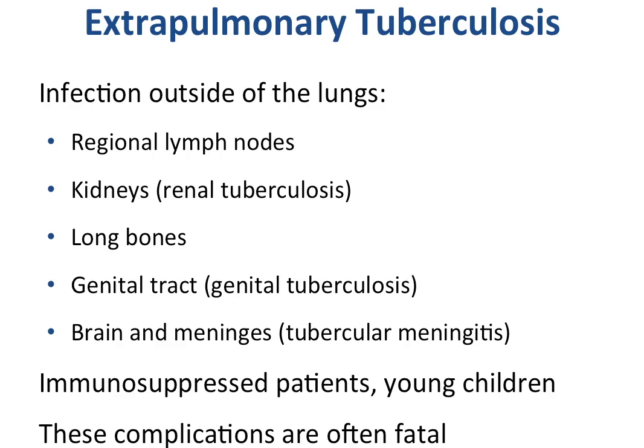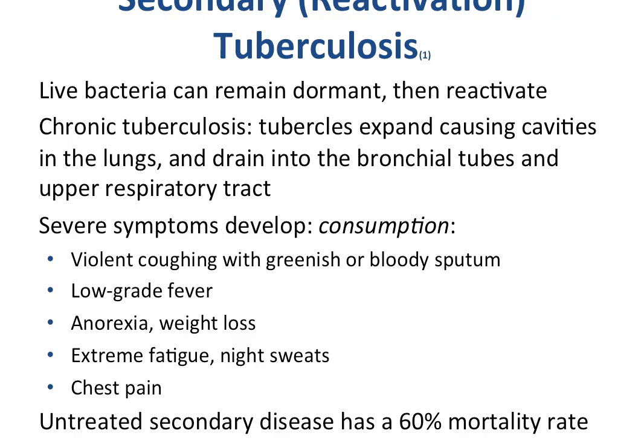Extrapulmonary tuberculosis means the tuberculosis spreads to other organs such as lymph nodes, kidney, lung, bone, and genital tract. Actually, this is a severe consequence that can cause patient death. Okay, secondary tuberculosis. That's also referred to as reactivation tuberculosis.